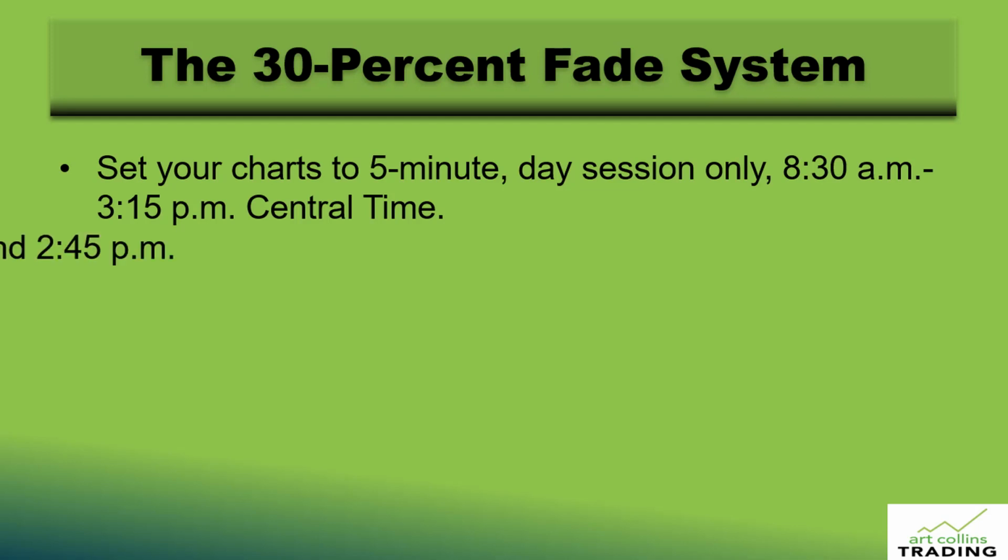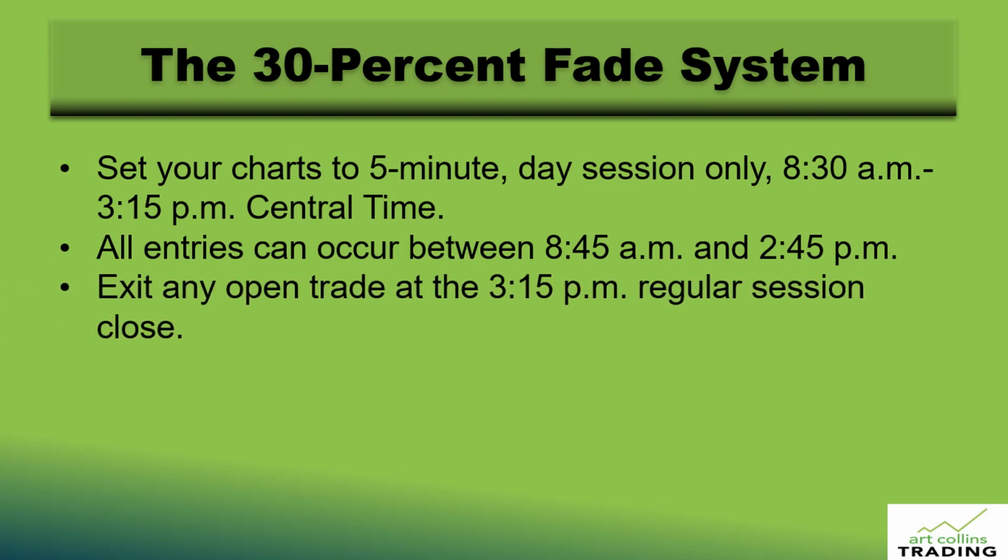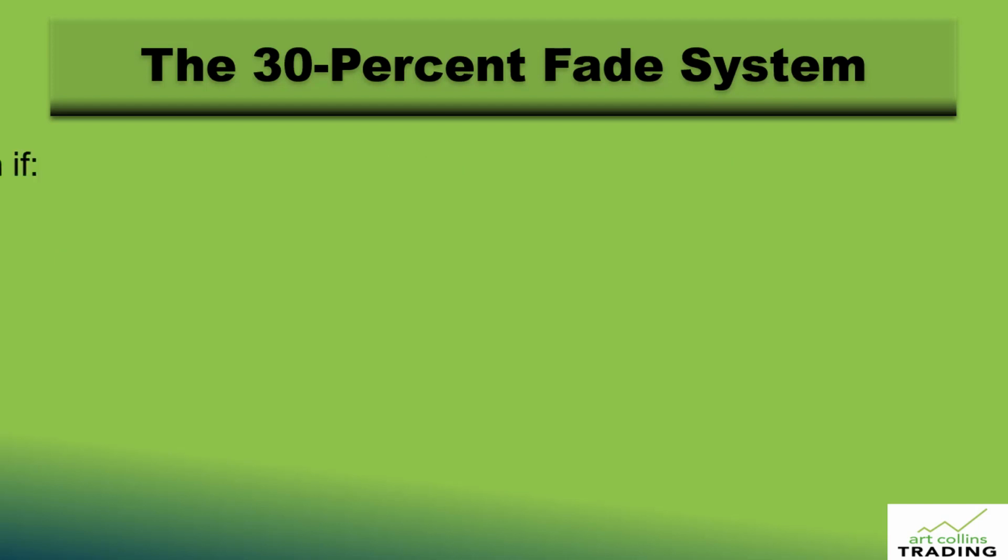30% fade. Set your charts to 5-minute day session only, 8:30 a.m. to 3:15 p.m. Central Time. All entries can occur any time of day, starting at 8:45, and your last entry shouldn't occur after 2:45 p.m. And it's a day system, so any trade that is straggling into the end of the day, you want to be out at the 3:15 p.m. regular session close.